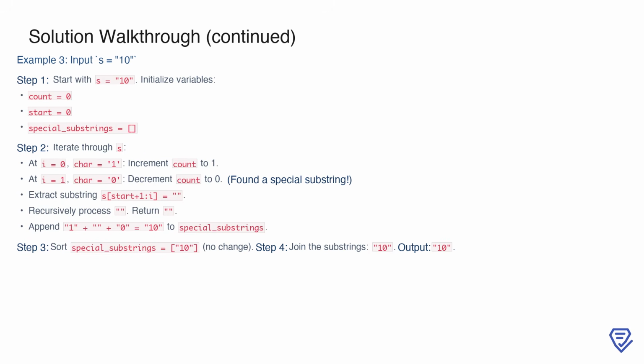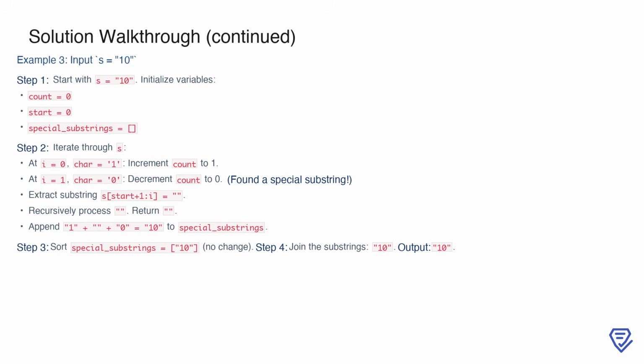Finally, in the third example, we take the input s equals 10. We initialize count equals 0, start equals 0, and an empty list special_substrings. As we iterate, at index 0, the character is 1, so we increment count to 1. At index 1, the character is 0, so we decrement count to 0. This indicates a special binary substring.